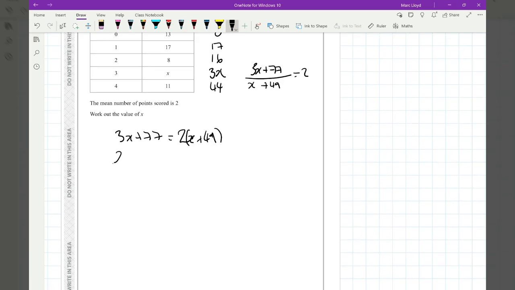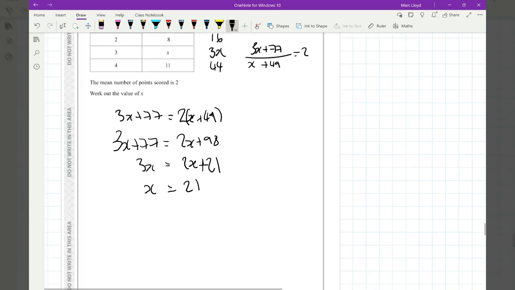Next, we expand it out. 2x plus 98. And 3x plus 77 will equal 2x plus 98, so 3x equals 2x plus 98 take away 77, which is 21. Take away 2x on both sides, and we get x is 21. Jobs are good.